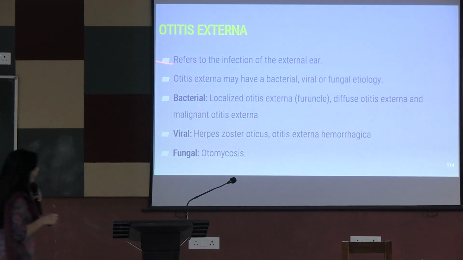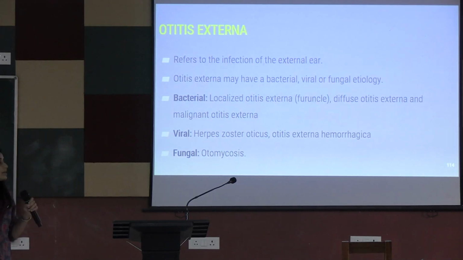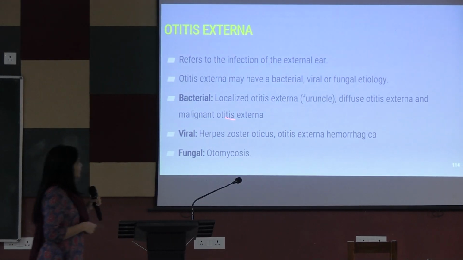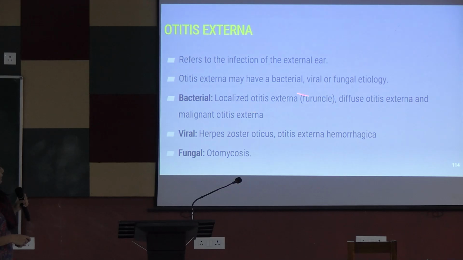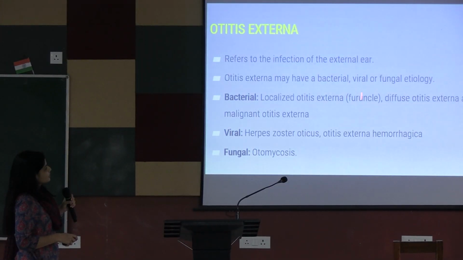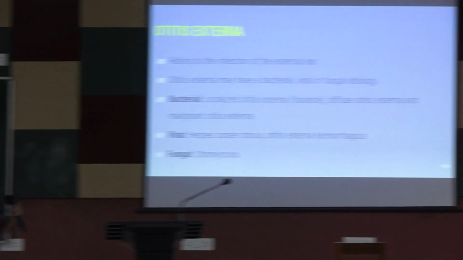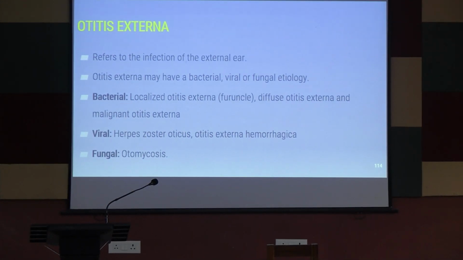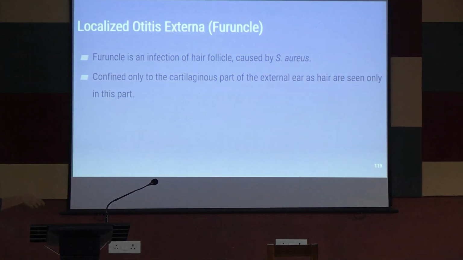Then otitis externa, as the name suggests, external ear. It may have bacterial, viral or fungal etiology. Otitis externa, localized otitis externa. Furuncle, what is this? Infection of the hair follicle in the external auditory canal over this area. Then what will you have? Even when you are tugging on the pinna, you will have a pain, right? Which can be caused due to bacteria, virus or fungus.